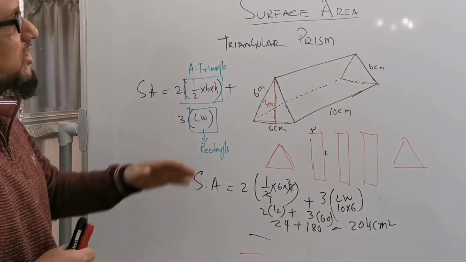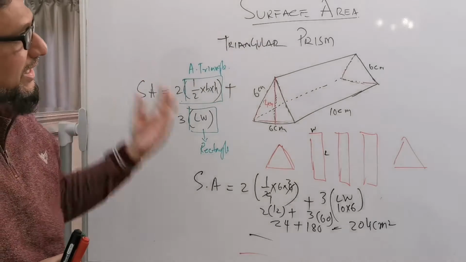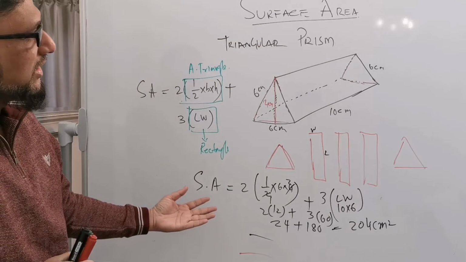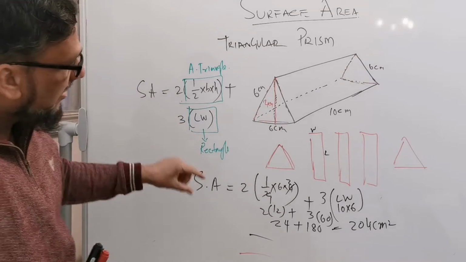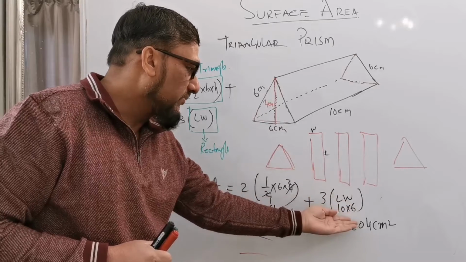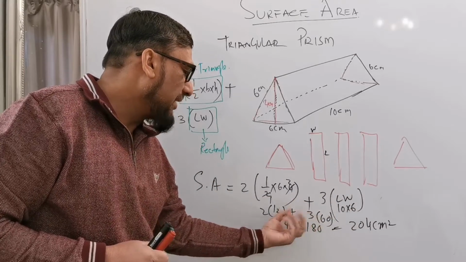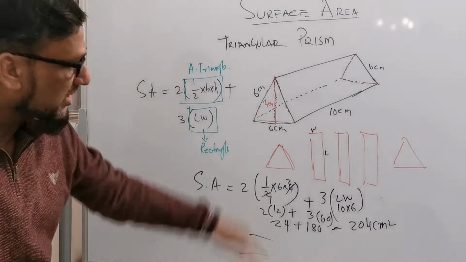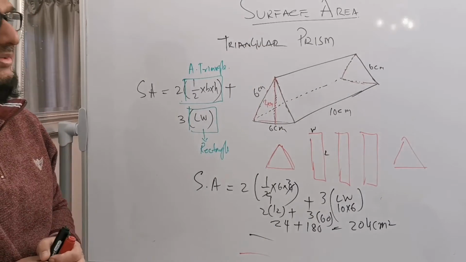So this is the surface area of prism. Very simple. There are 2 triangles and 3 rectangles. So you need to find the area of 1 triangle, then times by 2, and find the area of rectangle times by 3, and then add together to get the total surface area of prism.